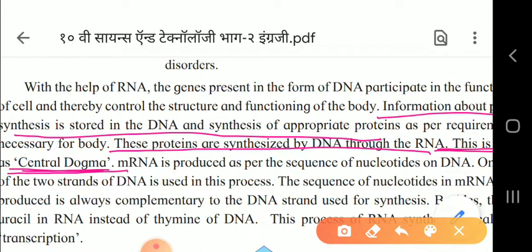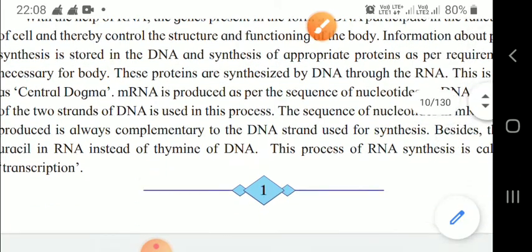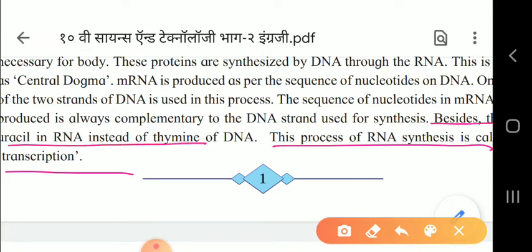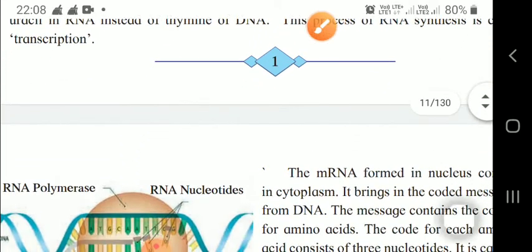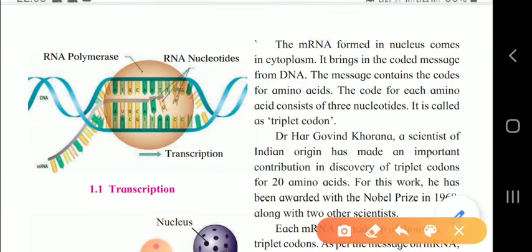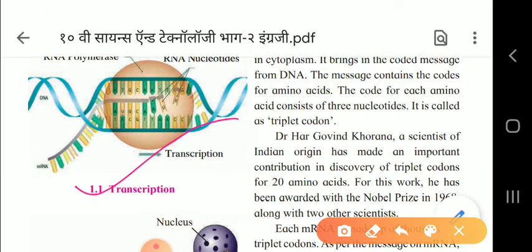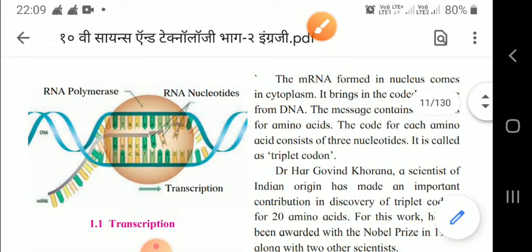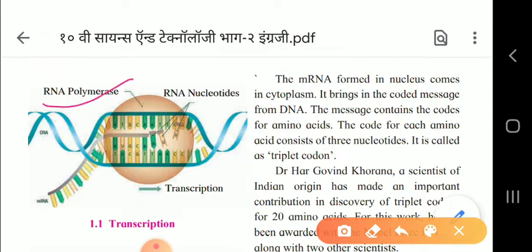This process of RNA synthesis is called transcription. So this is also an important point, children. You have to keep in your mind that this process of RNA synthesis is called transcription. This is a very important point. Let us come to the next, where you can see how transcription is shown. In this structure of transcription, you can see the RNA polymerase and the RNA nucleotides, and how the transcription is taking place.